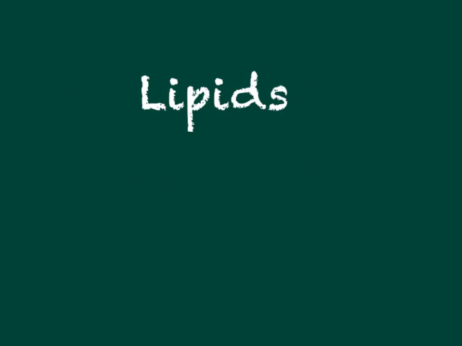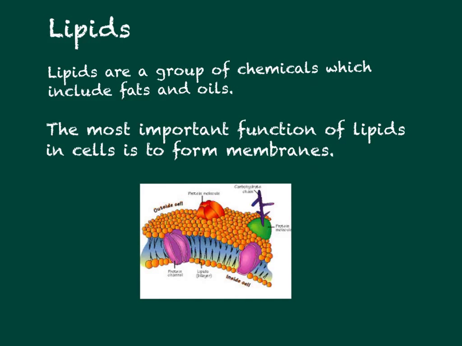Moving on now to lipids. Now, lipids are a group of chemicals which include fats and oils. And in cells, the most important function of lipids is to form membranes. All of the membranes in cells, whether the cell membrane or the membrane around the nucleus or the endoplasmic reticulum, are formed of lipids.